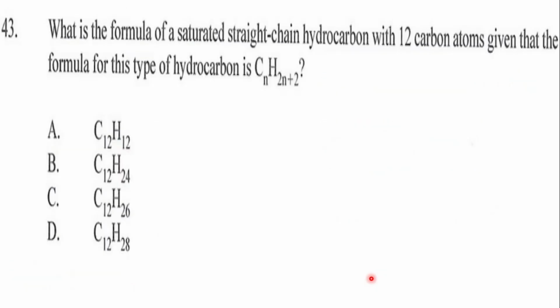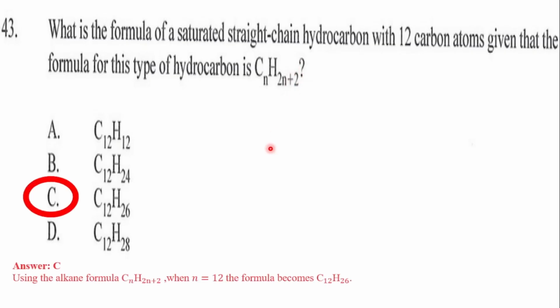Let's move on to question number 43, and it says, what is the formula of a saturated straight chain hydrocarbon with 12 carbon atoms, given that the formula for this type of hydrocarbon is CnH2n plus 2? But this one is easy because all we need to do is look at the formula. So the formula that we have is Cn, that's the general formula, CnH2n plus 2, where n is 12. So that means that wherever we see n, we're going to put 12. So we see n here. So that means that n is attached to the C. We see n here. So that means that n is 12.